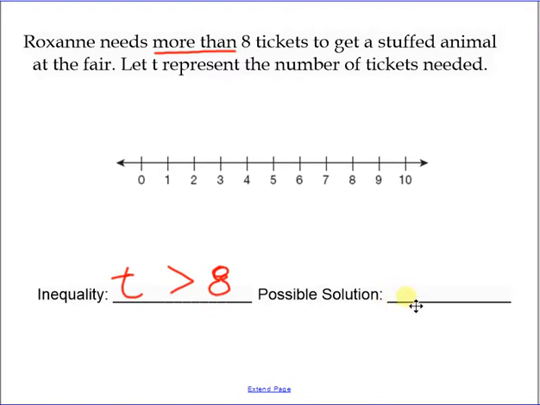But let's check it out before we graph it. So how many tickets could she possibly have in order to get a stuffed animal? Well, if she needs more than 8 tickets, could she have 11 tickets? Let's check. Plug 11 in for T, use the same sign, and then bring it down. Is it true that 11 is greater than 8? It is, so that is a possible solution. So on your number line, I need you to find 8, and we're going to have an open circle because there's no bar under it. And the arrow is pointing to the right, so it's going to go over there.